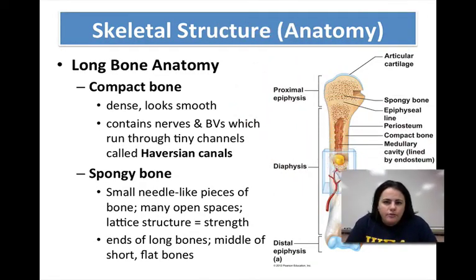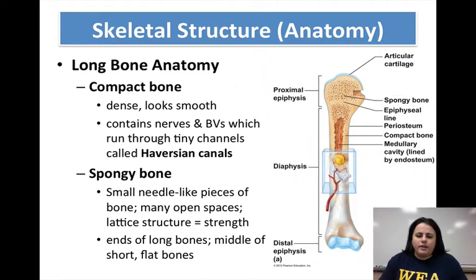Compact and spongy bone do have some anatomical and physiological differences, though. When we look at them through a long bone, and we'll get to the long bone anatomy in just a second. Long bone is exactly that. It's the longer bones in your body, and there are certain areas that contain compact versus spongy bone.